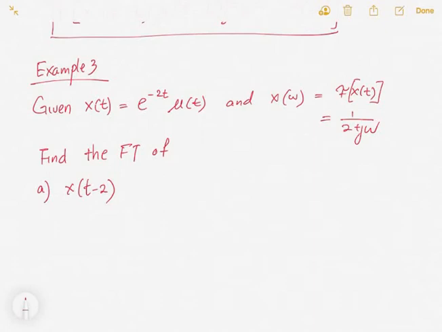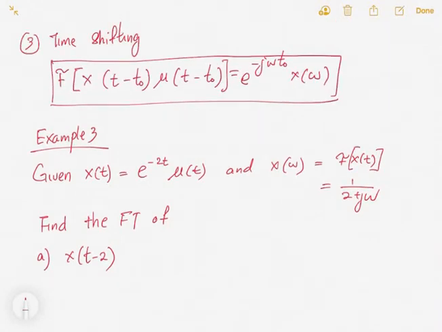Okay, we know that from the formula, x(t minus t naught) u(t minus t naught) is equal to e^(-j omega t naught) X(omega). So we do it from here.